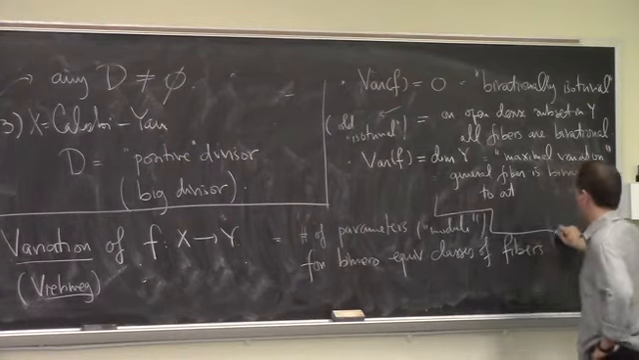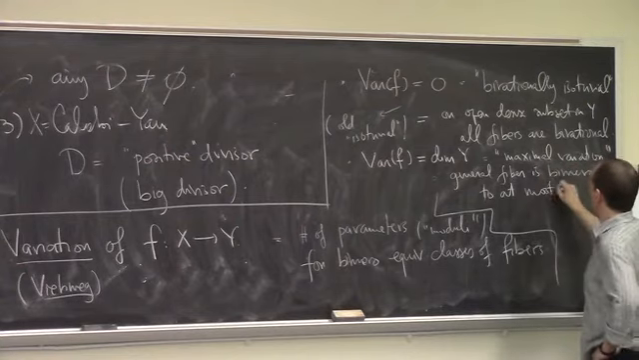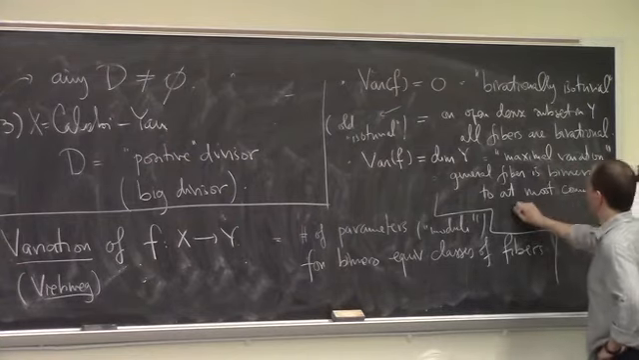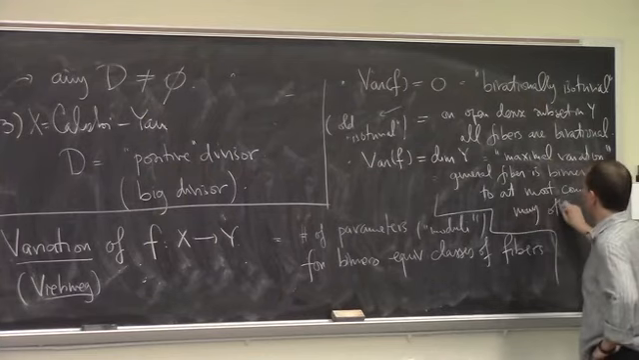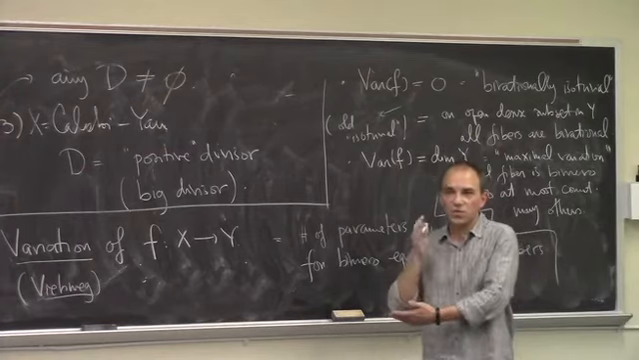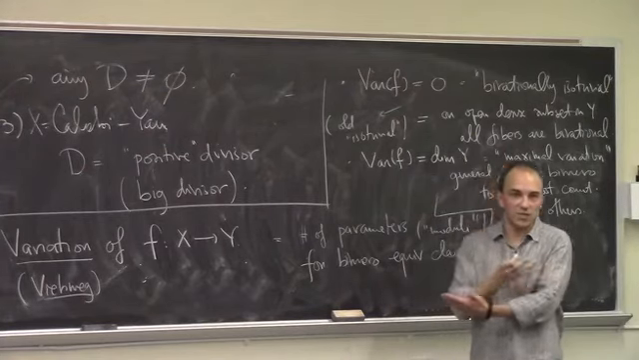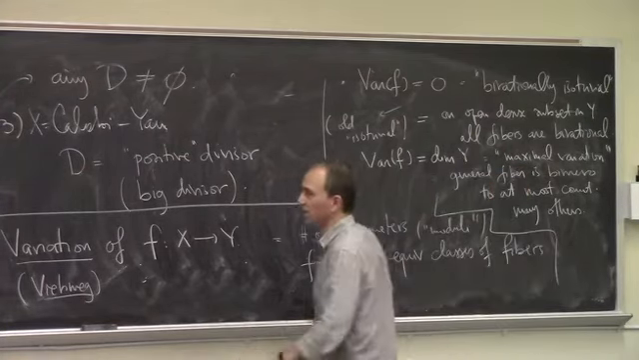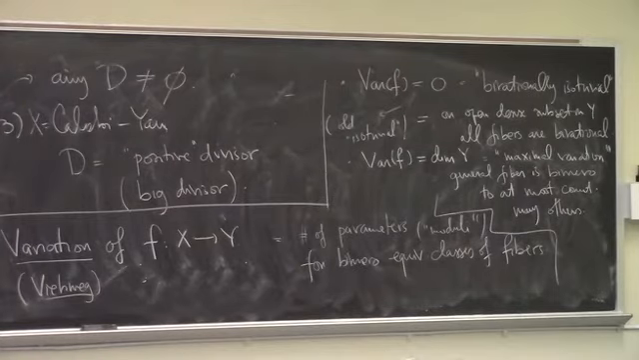To at most countably many others. So in other words, you're not allowed to be birationally isotrivial along any one parameter direction. Okay, so these are the main types of variation of family that we'll be concerned with.